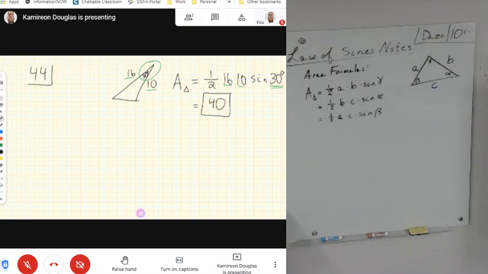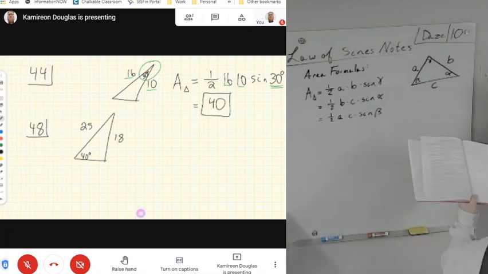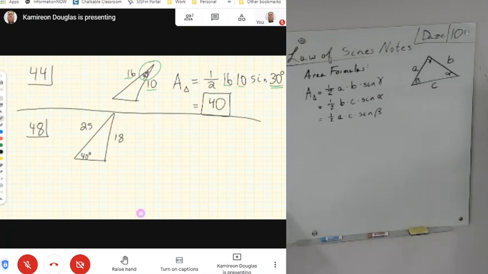About a problem like 48? Here we go. 48 has this picture. It's very similar. It is a triangle. It is an oblique triangle. I have 40 degrees down here in this bottom left-hand corner. I have a 25 right here, and an 18 right there. And I'm asked to find the area.